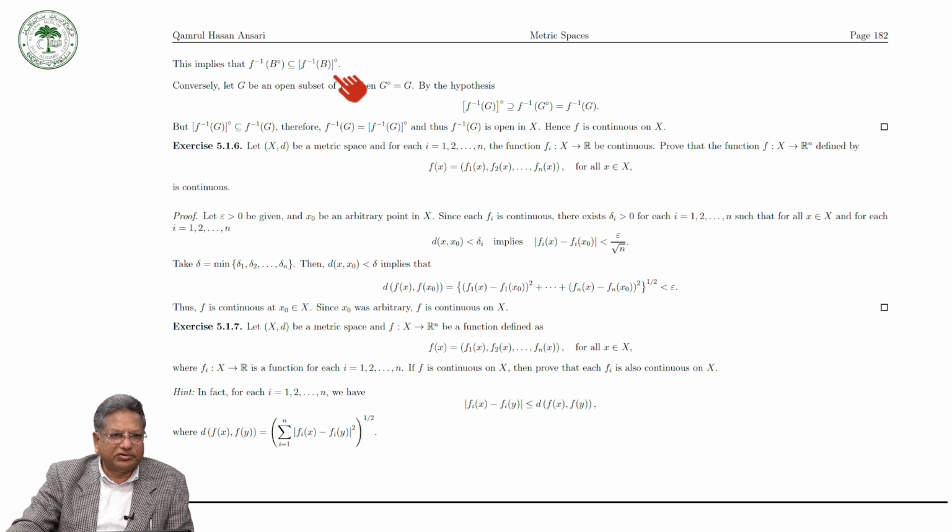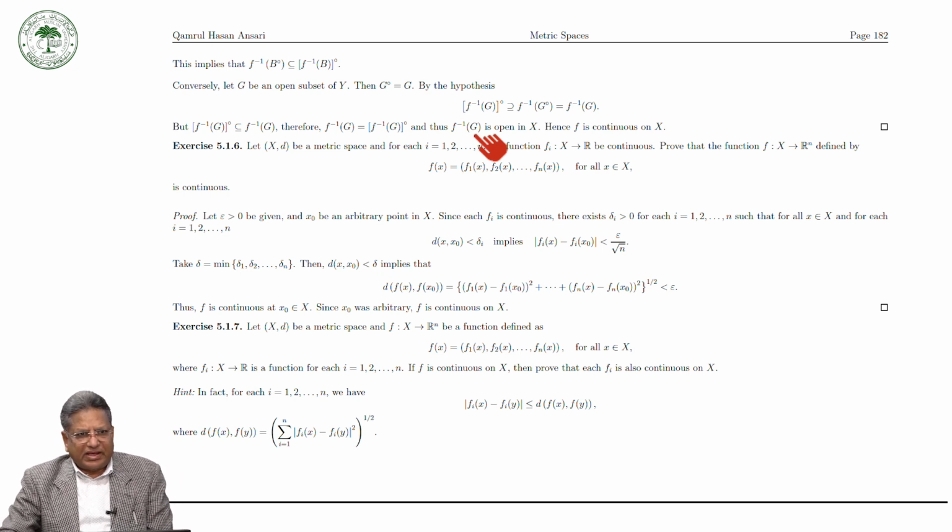Now to prove the converse, let us take G to be any open set. Then the interior of G is equal to G. By the hypothesis, this holds good. But this is equal to what? This is equal to this because G is an open set. But the reverse inclusion always holds. So we have this is equal to this one. It means that this set is an open set. So inverse image of an open set is open, and therefore the function is continuous. This way we can prove that the function is continuous.